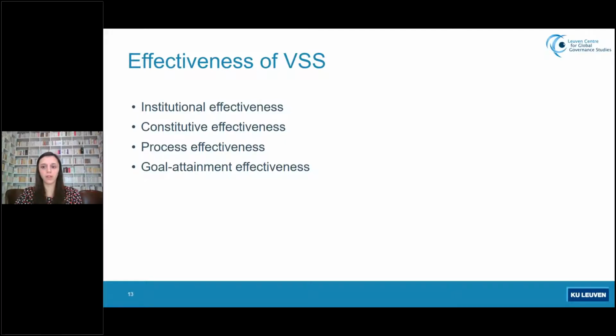So the 4 dimensions are, of course, equally important to evaluate the overall effectiveness of VSS, because a VSS that is effective in creating positive impacts on the ground, for example, on the environmental dimension, but is not adopted by many entities, cannot really be considered effective. And the other way around, if a VSS is widely adopted but has very little impact on the ground or is badly governed, then it can also not really be judged as effective. So we will look into those 4 dimensions now.